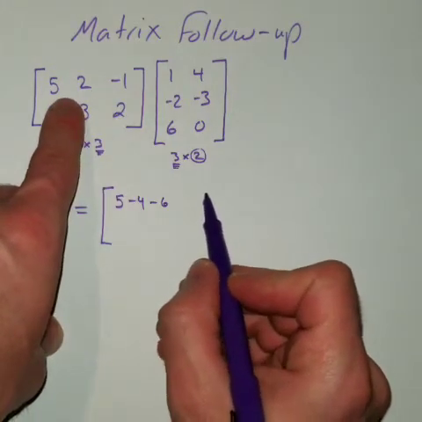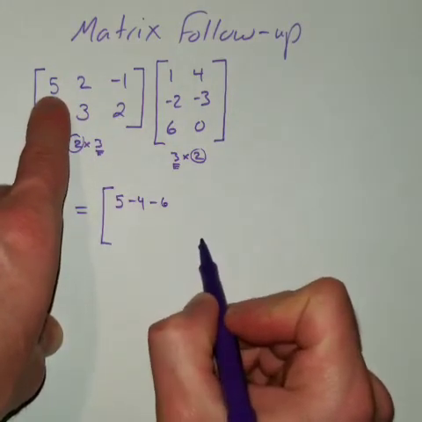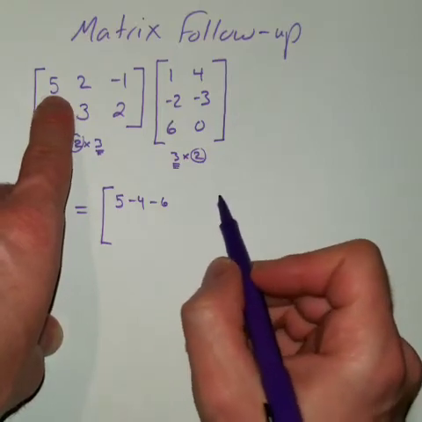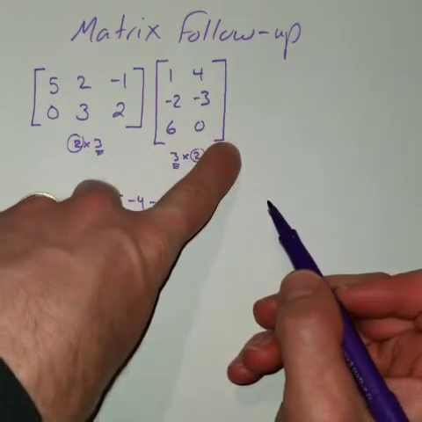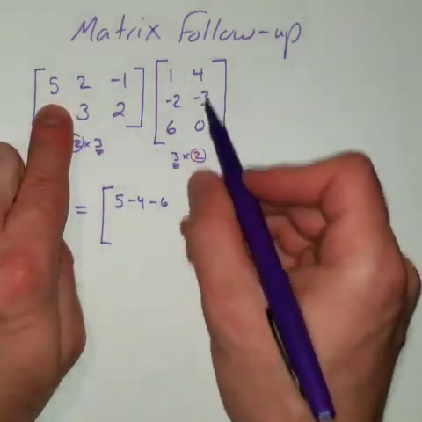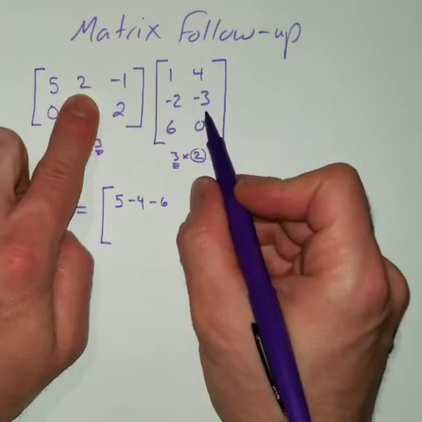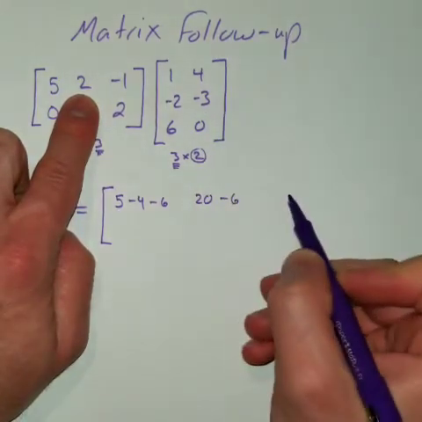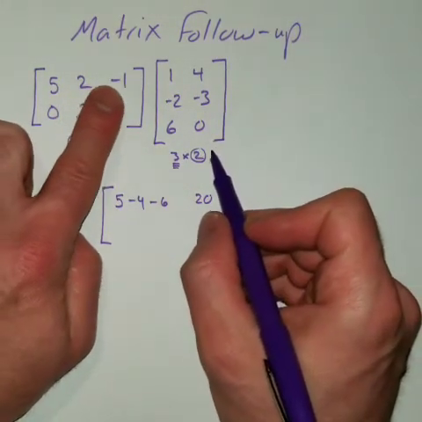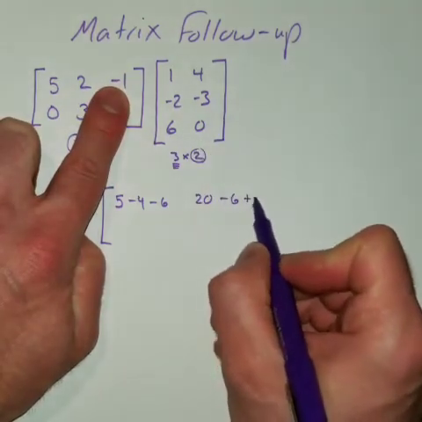Then to get the first row, second column entry in the answer, we take the first row times the second column. So we get 5 times 4, that's 20. 2 times negative 3, that's negative 6. Negative 1 times 0 is 0.